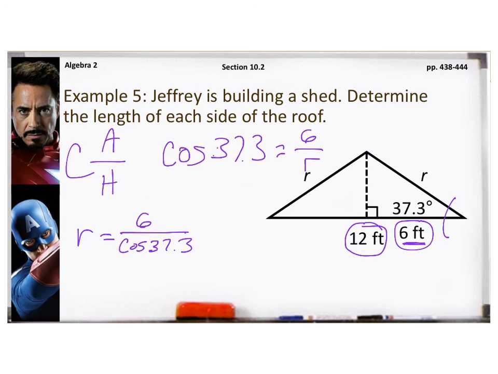6 divided by cosine 37.3, and I get 7.54. So that's my R, the length of my hypotenuse, and I'm done. It's that easy.